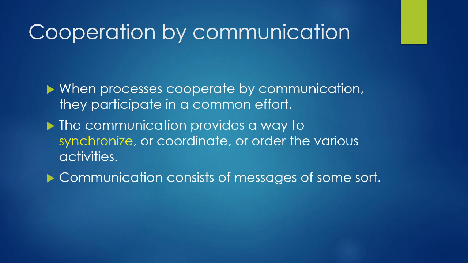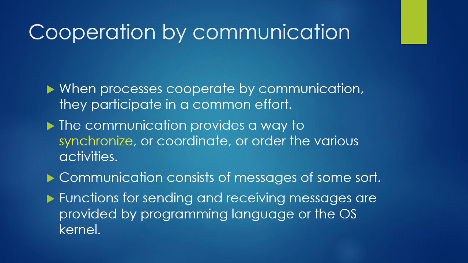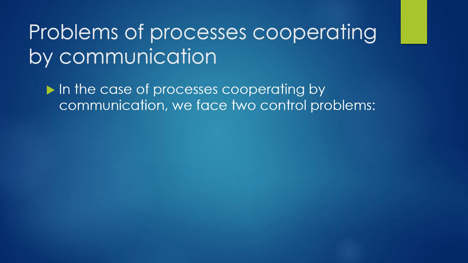Communication consists of messages of some sort. Functions for sending and receiving messages are provided by the programming language or the operating system kernel. In the case of processes cooperating by communication, we face two control problems. Deadlock. P1 will run when it gets a message from P2. P2 will run when it gets a message from P3. P3 will run when it gets a message from P1. So again we see a circle of wait here. This is a deadlock.